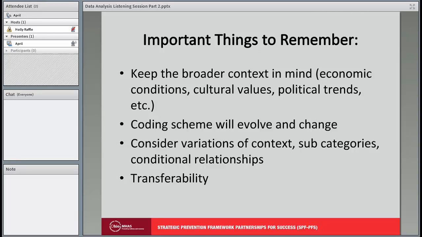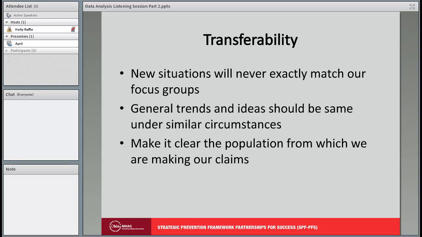Consider variations of context, subcategories, and conditional relationships when you're coming up with your theories and themes. And don't forget about transferability. So, speaking of transferability, new situations will never exactly match the circumstances under which we conducted our focus groups. However, the general trends and ideas should be similar under similar circumstances.